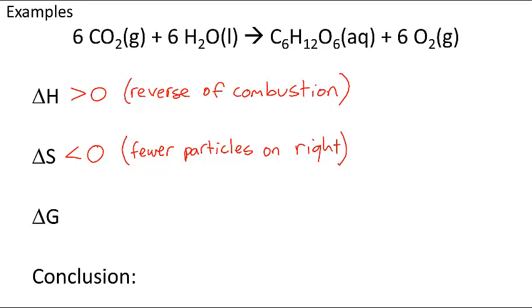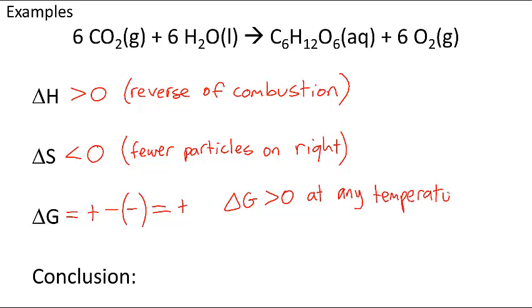So if we think about delta G being delta H minus T delta S, this is going to be now a positive number minus a negative number. So when we have a positive number minus a negative number, this is going to be a positive number. So for this reaction, is this ever going to be spontaneous, or is this ever going to be thermodynamically favorable? No.